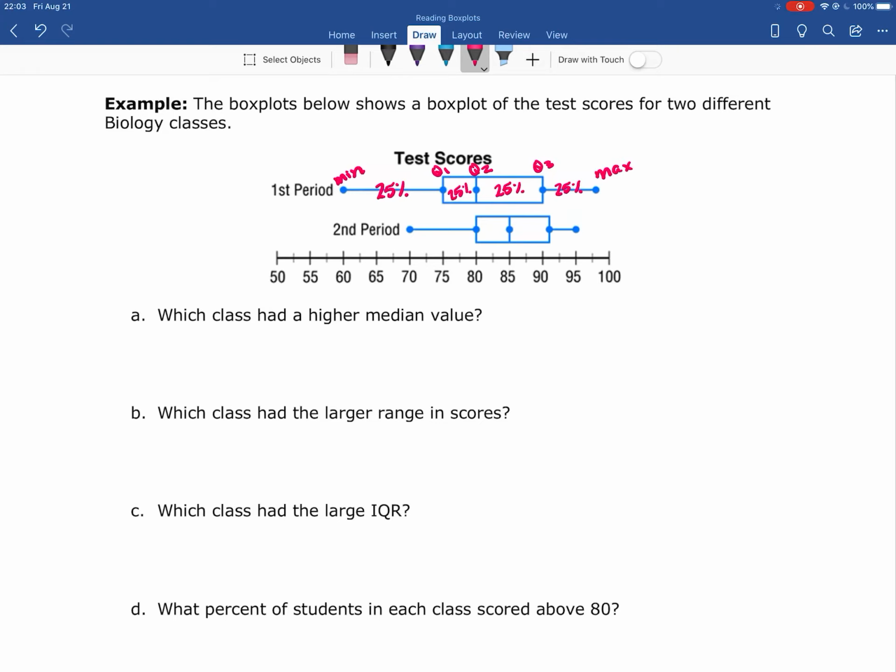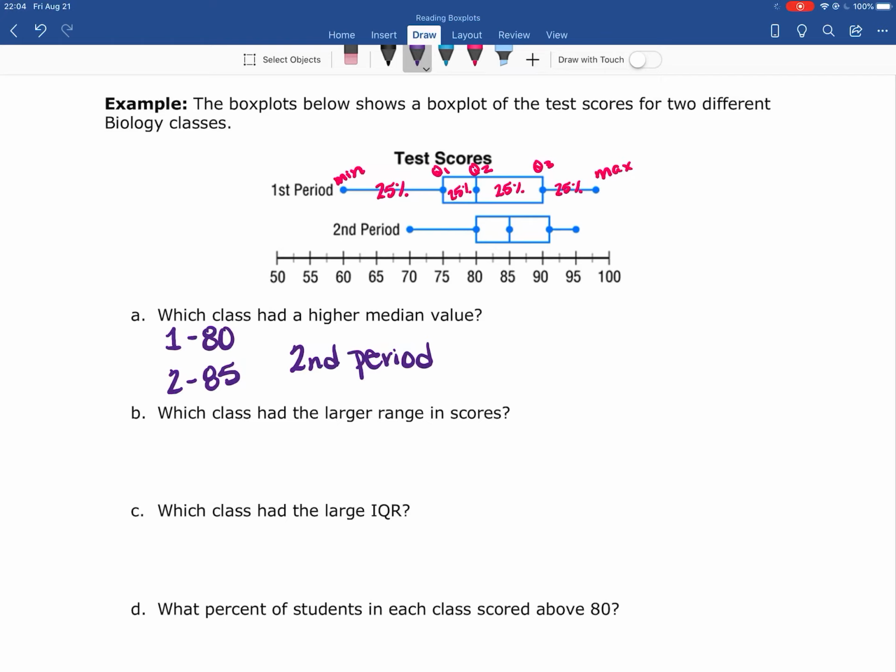So now let's go ahead and look at some of the questions we have for these box plots. The first question is asking which class had a higher median. So recall the median is the same thing as Q2. Here I can see that first period had a median value of 80. And then if I look at second period, the median is the line in the middle of the box. So second period had a median of 85. So the second period class had the higher median.